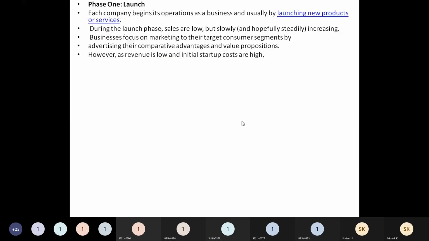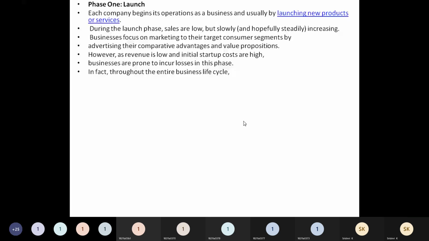So at this stage, what they are going to earn will be very less. Why? Because their sales are very less. At this stage, their cash inflow, cash inflow meaning after paying tax, whatever amount is left earned as profit, is called cash inflow. So this cash inflow will be very less.